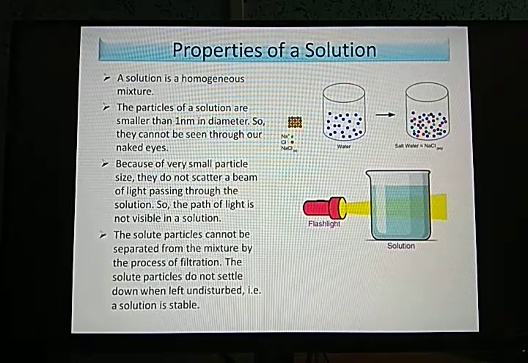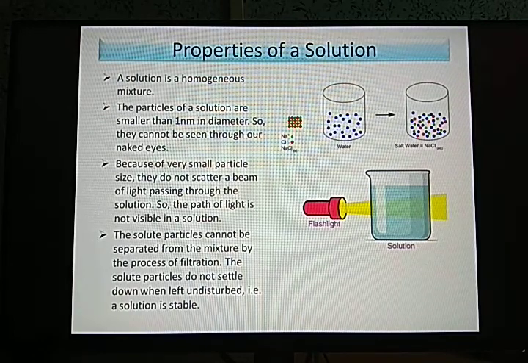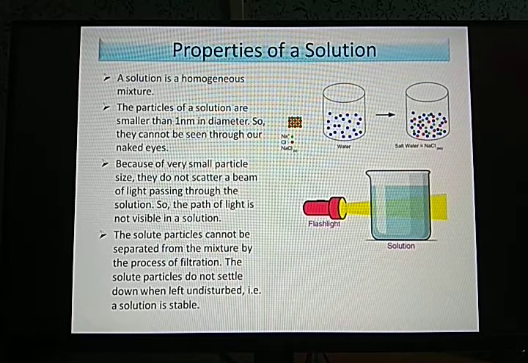Next one. The solute particles cannot be separated from the mixture by the process of filtration. The solute particles do not settle down when left undisturbed. That is, a solution is stable. Yes, of course. When we mix any solution, if we leave it undisturbed, even for a longer period of time, you will not see any sedimentation at the bottom of that beaker or whatever container, because it has totally mixed. As I said, there is a homogeneity. So since there is homogeneity or uniformity throughout the solution, it doesn't settle down.